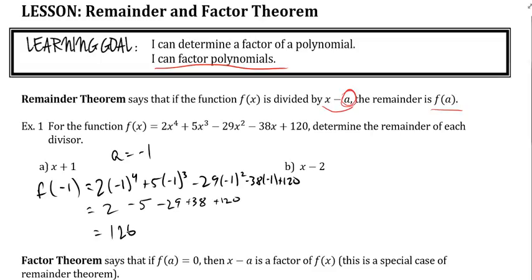So is x plus 1 a factor of f(x)? It is not. That was an easy way to determine if it was a factor, wasn't it? I got a remainder that's not 0. Therefore, x plus 1 is not a factor of f(x). It's very important. Everybody happy with that? Okay, try the next one.